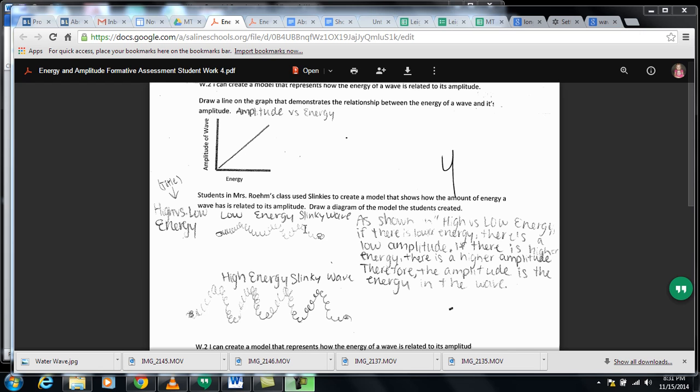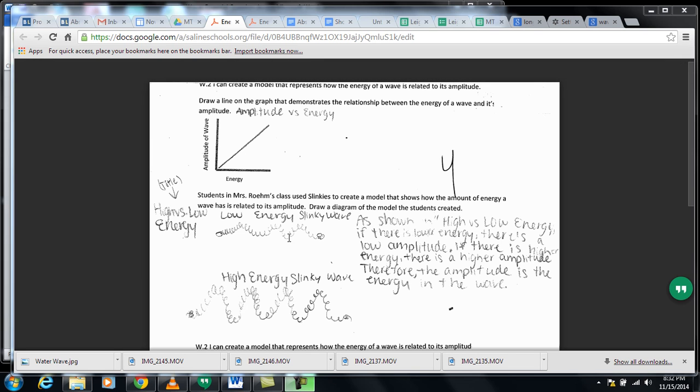Now, the key thing here is that this diagram comparison of low energy and then a separate picture for high energy is crucial. This is exactly how the reader can tell that there is a relationship. If there was only one of these pictures, the relationship wouldn't be clear. In the caption, the student identifies that low energy would have a low amplitude wave and that a higher energy would have a higher amplitude.